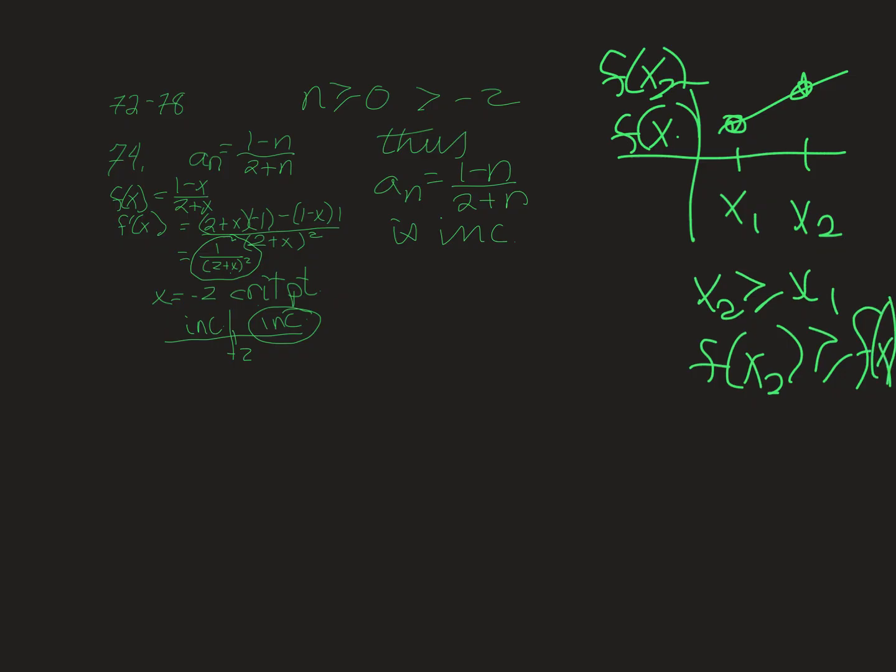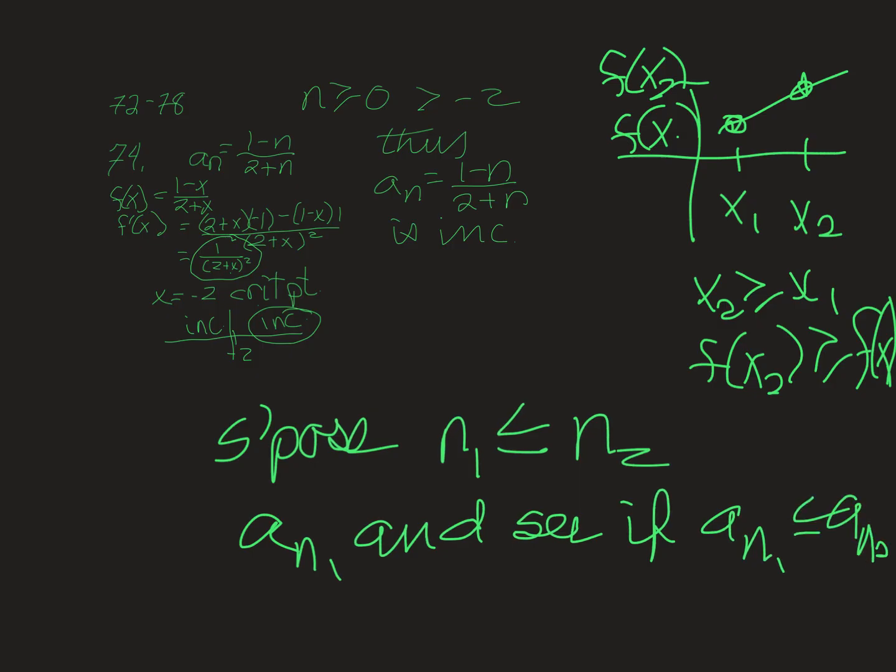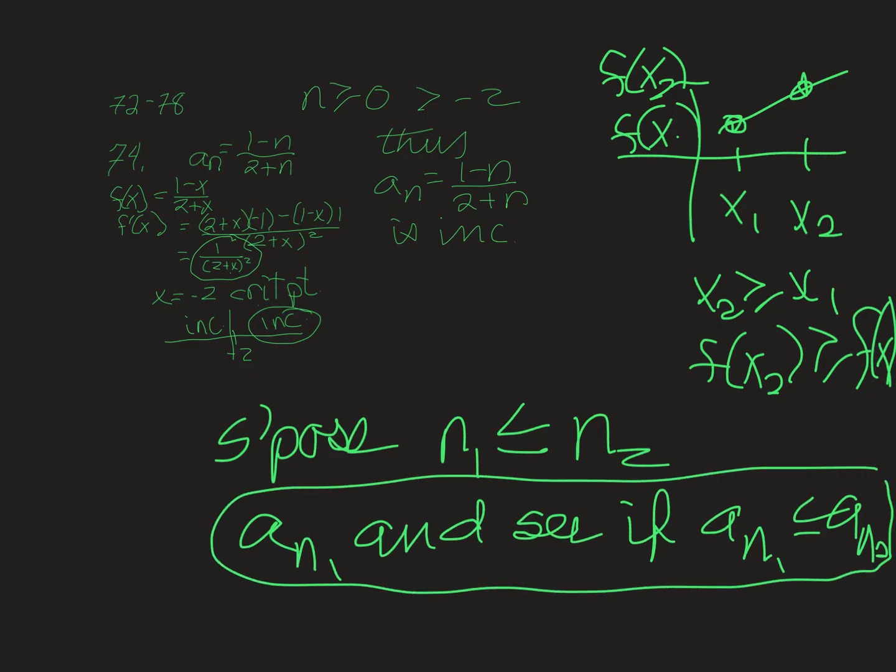So in other words, we need to pick an x1 less than or equal to an x2, in this case an n. So suppose we have n1 less than or equal to n2, okay? And then we want to look at a sub n1 and see if a sub n1 is less than or equal to a sub n2. Okay, that's what we have to do, like a little proof here.